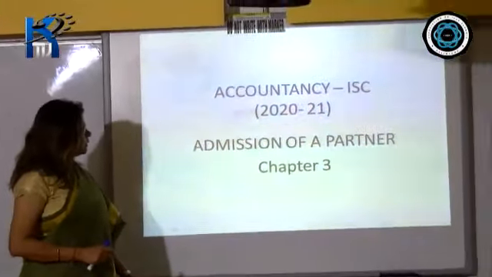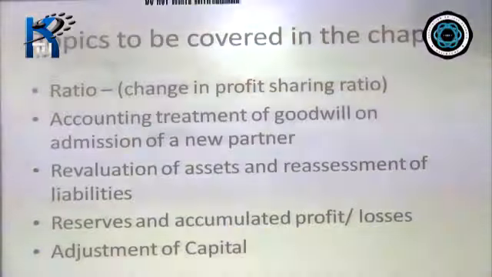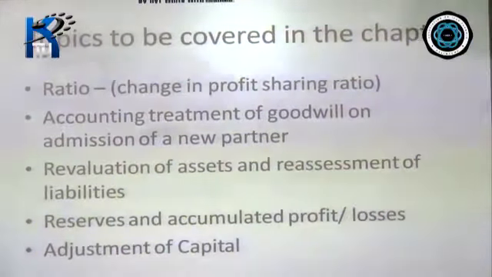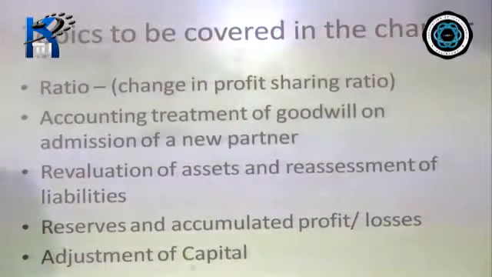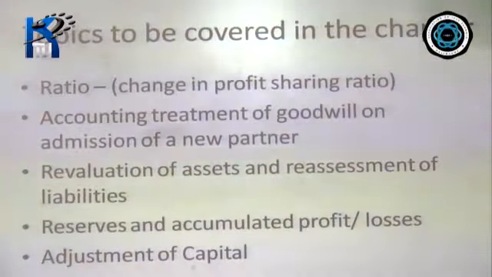The next part is the accounting treatment of goodwill. How to value goodwill was done in the last class. Today, how it is treated in the books of accounts, the journal entries regarding various situations, will be taught to you. The next part of this chapter is the revaluation of assets and liabilities. Then you have reserves and accumulated profits and losses. And finally, you have adjustments of capital. So today, we'll be covering the first two points, which are the ratio and the accounting treatment of goodwill.